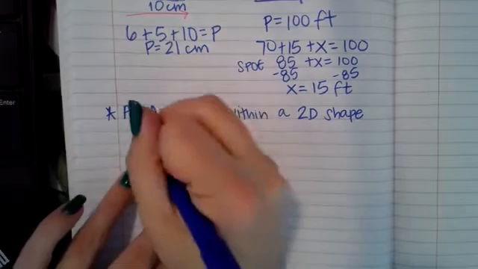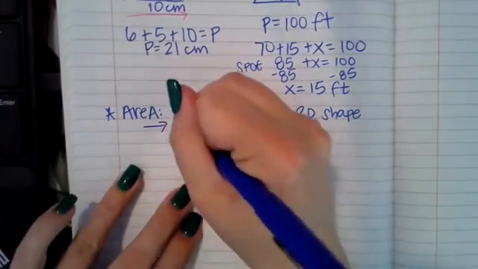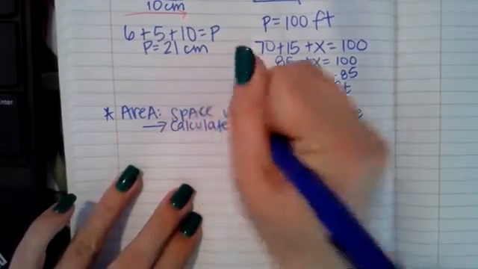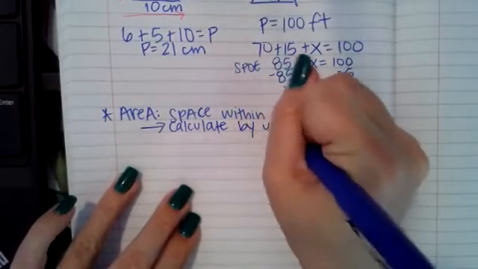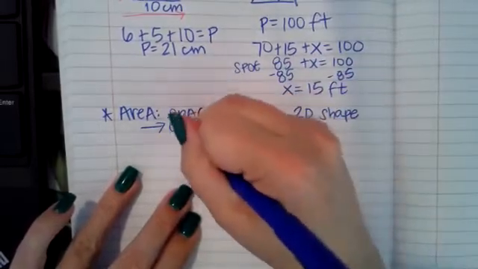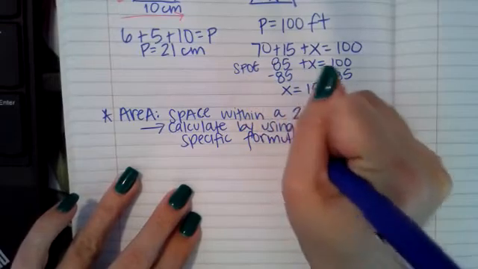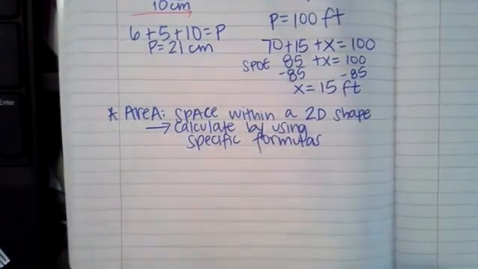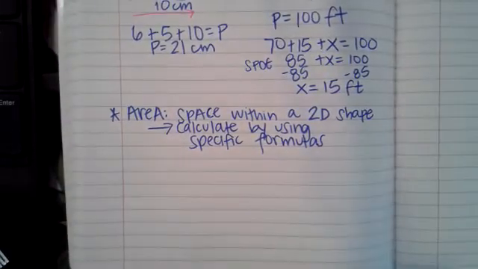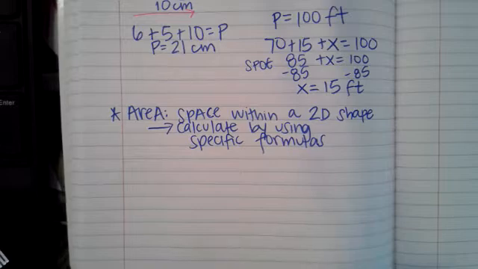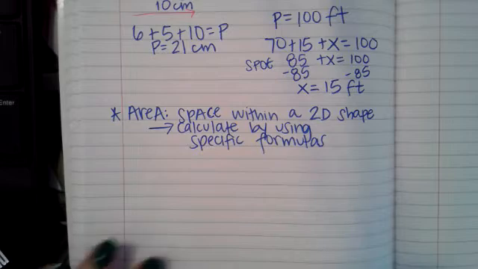And the way that we calculate this, we calculate by using specific formulas. So there are formulas that have been discovered for each different kind of shape. And essentially what we do is we use these formulas and we use the different parts of the shape in order to figure out the area.